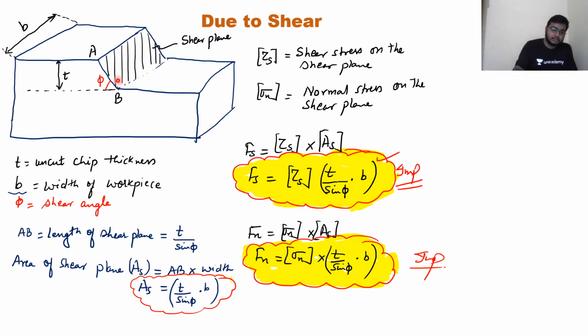Understand this: this is your shear plane, and for this shear plane I have found the shear area. This is your width, and this is T, the uncut chip thickness. So everything is same. Yes, Ajay, this is primary. Fine. I have received good comments that everything is clear, so I'm moving on.